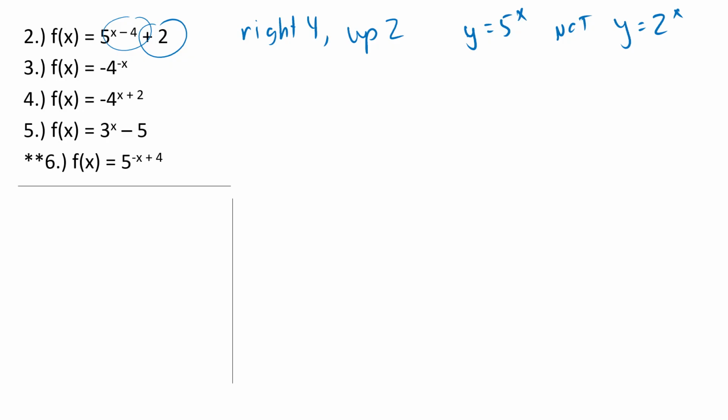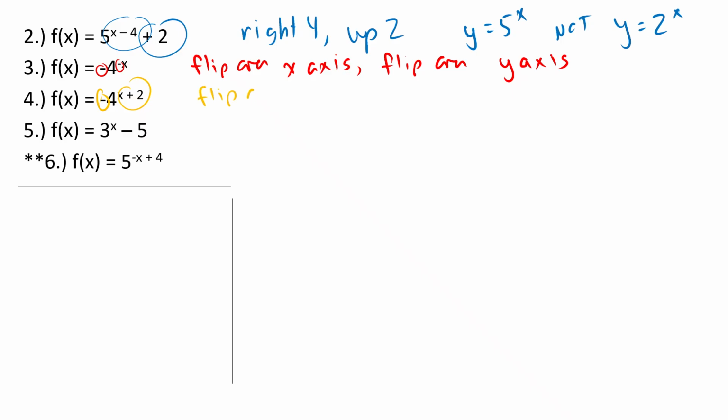Okay, so this one actually has a couple of negatives, but they're in different places. So this one will be a flip over the x-axis. That'll be the negative out front, and a flip over the y-axis, which would be the negative in the exponent there. Next one, we have a negative out front, and we have an x plus 2. So this would be a flip over the x-axis, and this would go left 2.